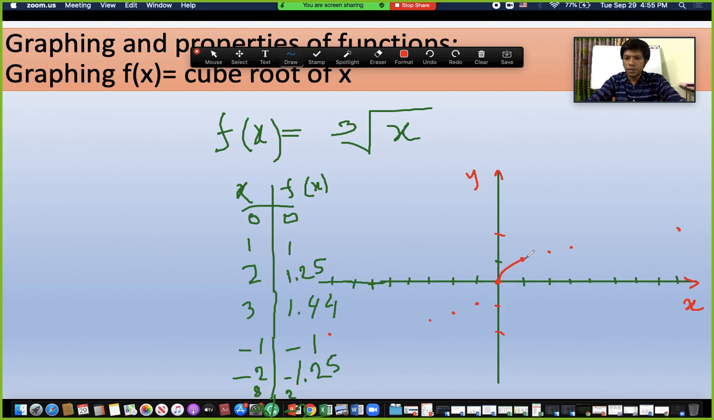So the graph is like this, and the other values, there is a value here, another value here, another value here. Then this part of the graph is like this.